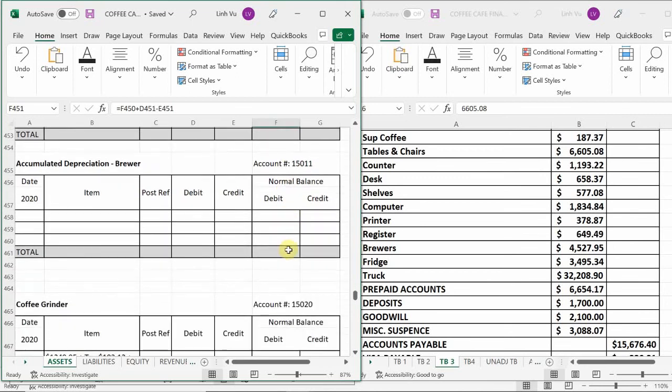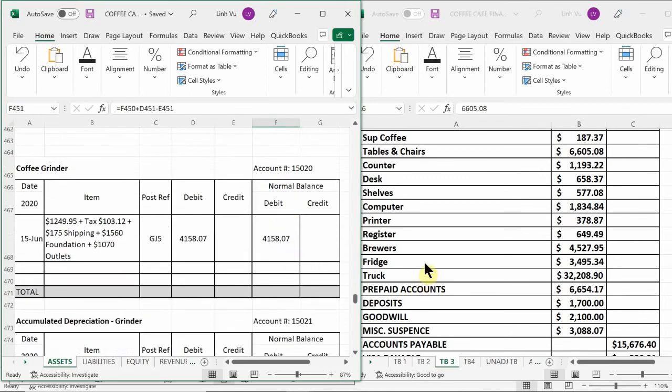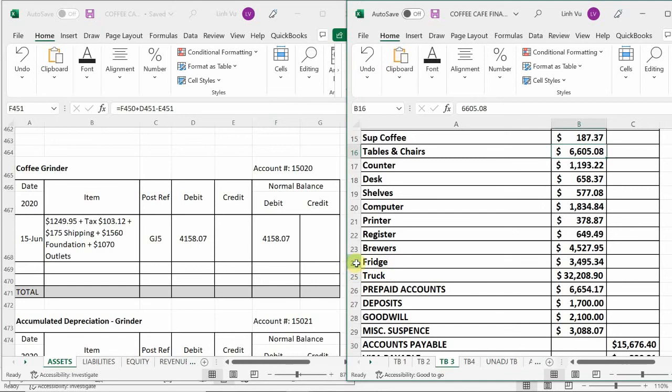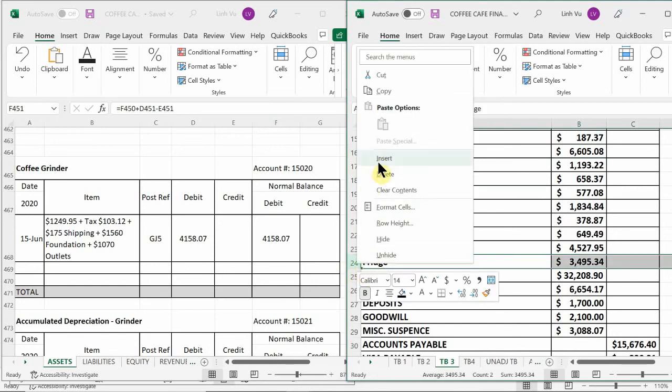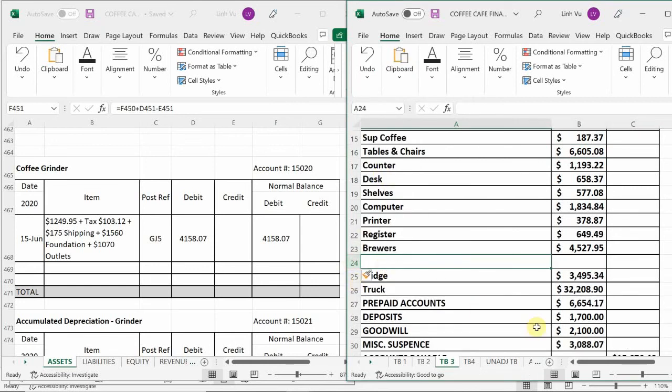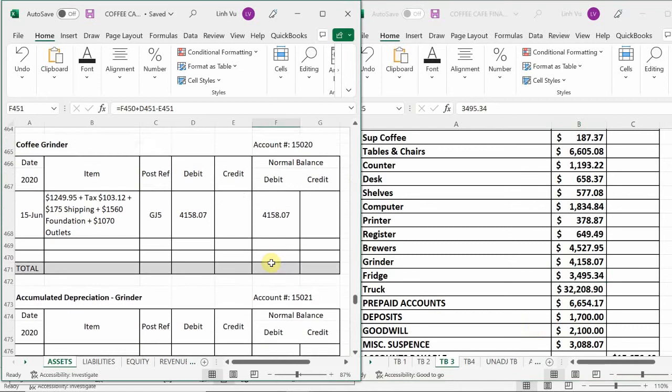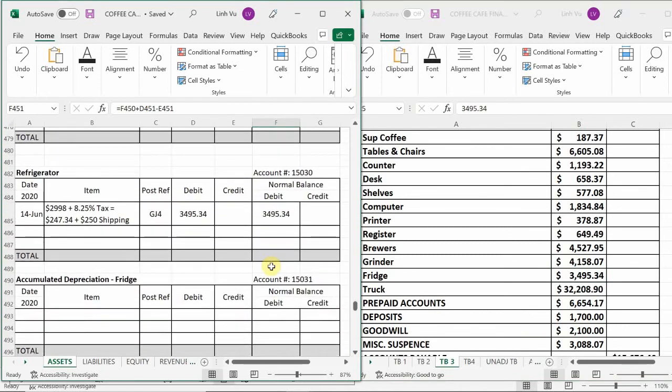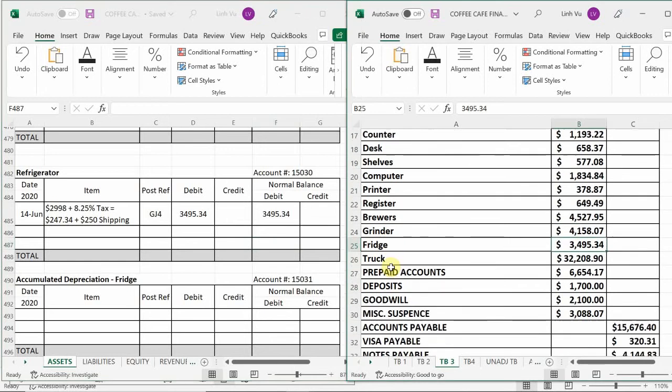What about my coffee grinder? So I do have a coffee grinder, so I need to put that in here. So there you go, grinder. How much is my coffee grinder? 4,058.07. What about my refrigerator? 3,495.14. Okay, good. So that's still there.